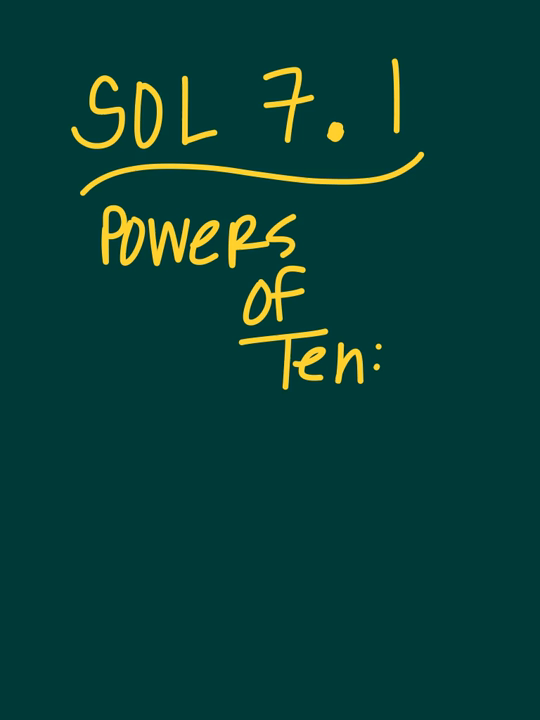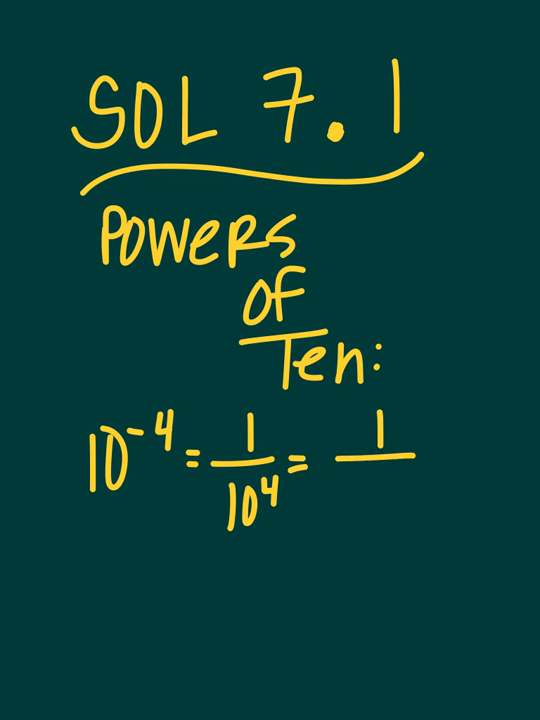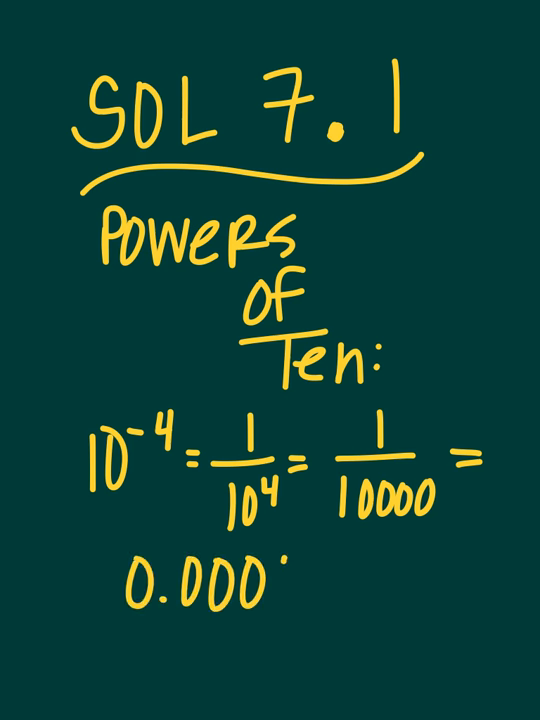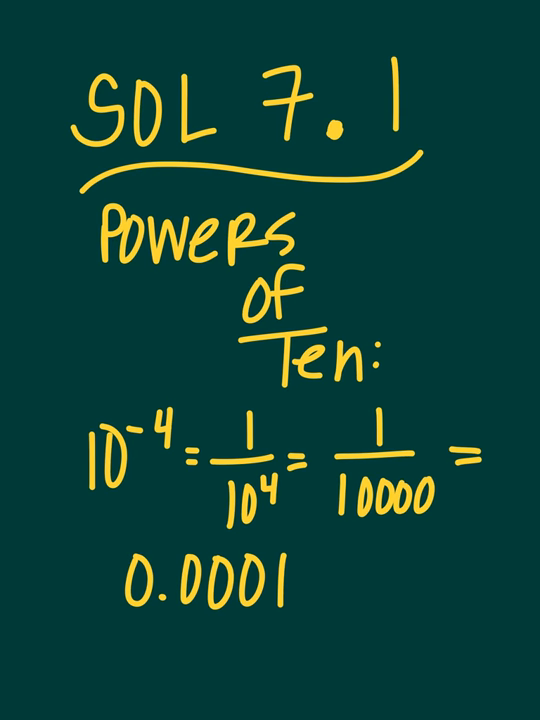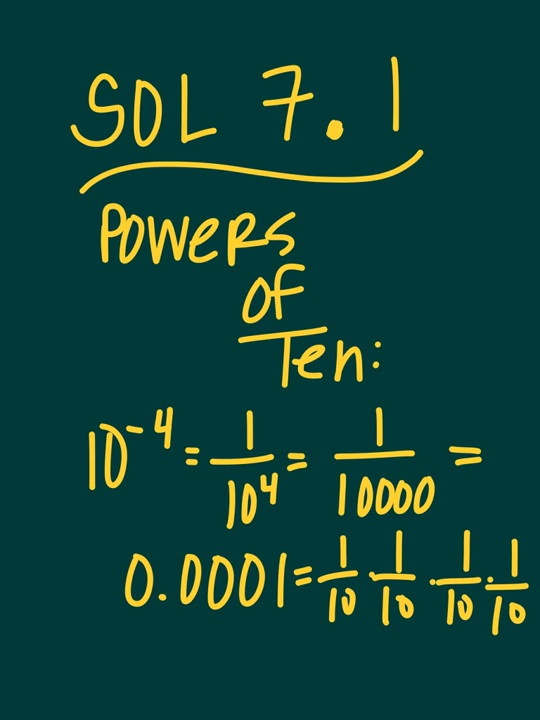So let's say you had 10 to the power of negative 4. That's the same thing as saying 1 over 10 to the power of 4. 1 over 1, add 4 zeros, or 4 zeros here, including the first. So 1, 2, 3, 4, or 1/10 times 1/10 times 1/10 times 1/10. You might see any of those ways.